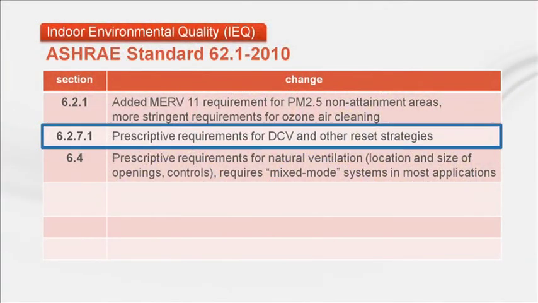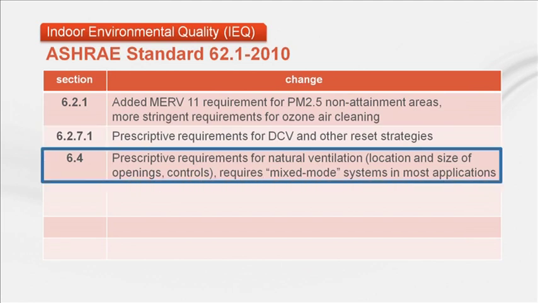The next change is related to demand-controlled ventilation. Standard 62 has always allowed zone outdoor airflow to be dynamically reset based on changing zone population. But in the 2010 version, more specific requirements were added to explain how demand-controlled ventilation is to be implemented.